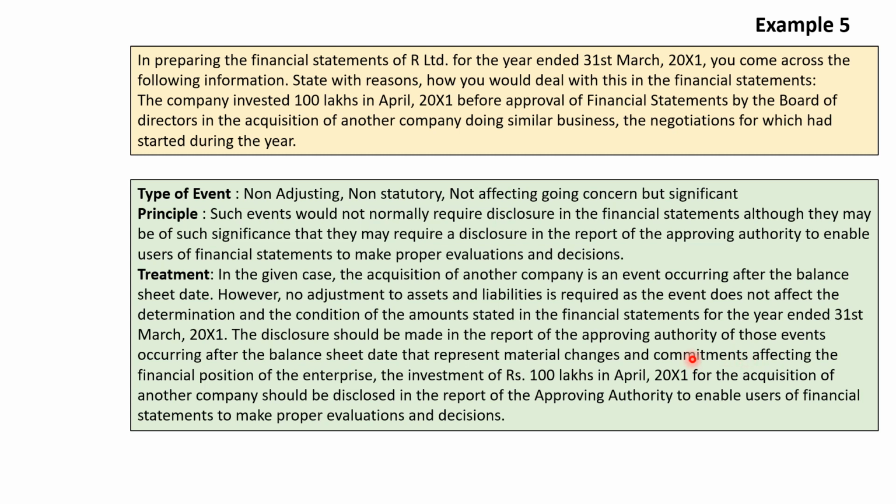The disclosure should be made in the report of the approving authority of those events occurring after the balance sheet date that represent the material changes and commitments affecting the financial position of the enterprise. An investment of rupees 100 lakh in April 2021 for the acquisition of another company should be disclosed in the report of the approving authority to enable the users of financial statements to make proper evaluations and decisions. I hope it is clear to all of you.